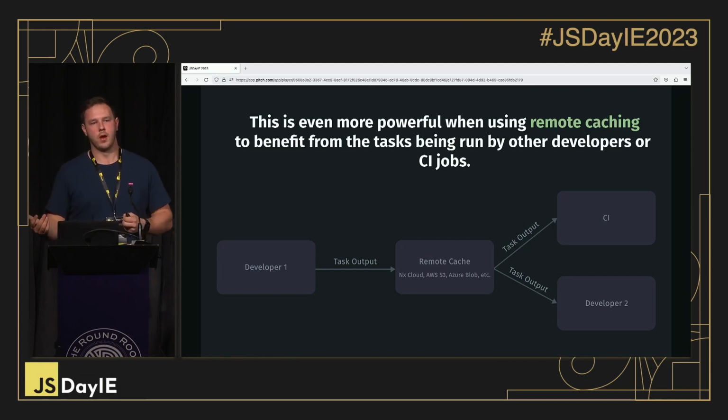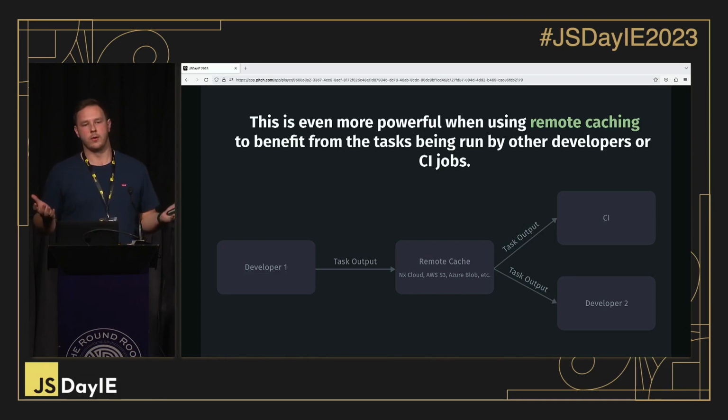So with this, we're not only going to cache these task outputs locally on our own machine, but we can write them to a remote cache, either with NX Cloud, which is the natively supported feature for this. You can also use it with S3 or Azure Blob. And we're going to store that cache remotely, which means that any other developers who are working on your workspace, they can read from that remote cache.